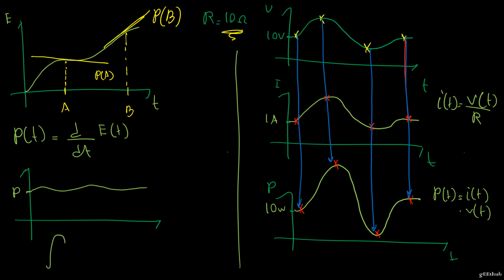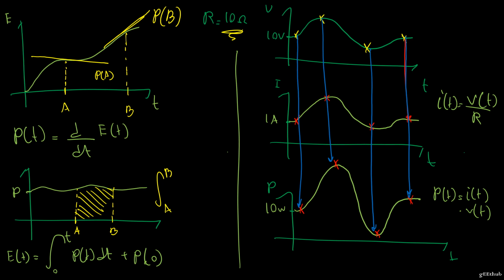So E(t) is equal to the integral from 0 to t of P(t) dt, plus the initial condition if given by the question. So if I'm given the power graph, I can take 2 points, A and B, and calculate how much energy was generated or consumed between these 2 points by integrating my power curve from A to B.